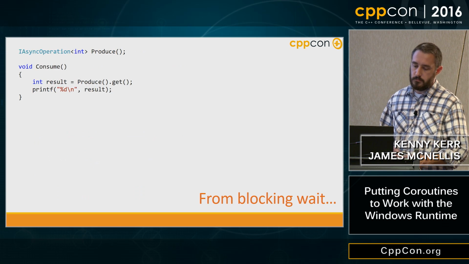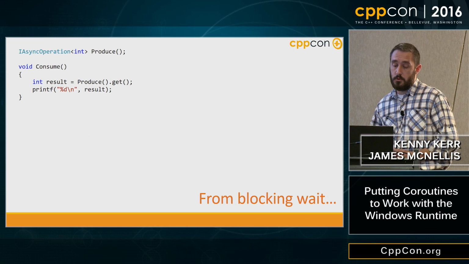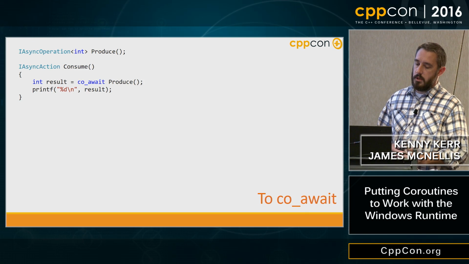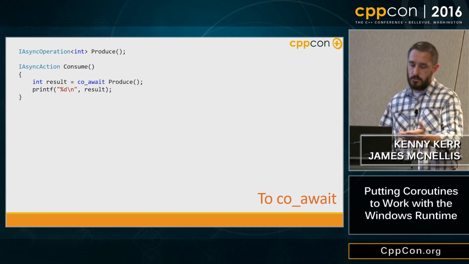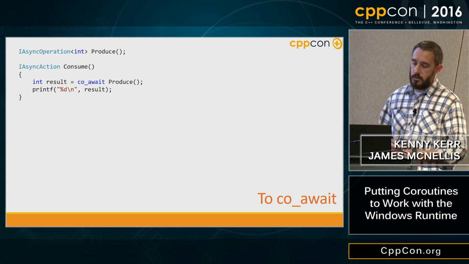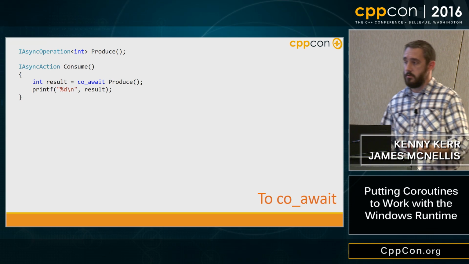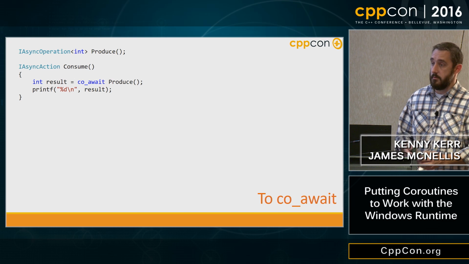But really, we want you to go from this produce.get to a co_await produce. This is a cooperative wait, essentially the same thing. You see the code is very similar, but this is the model that allows us to do a lot more concurrency, and that's really the focus of this talk.